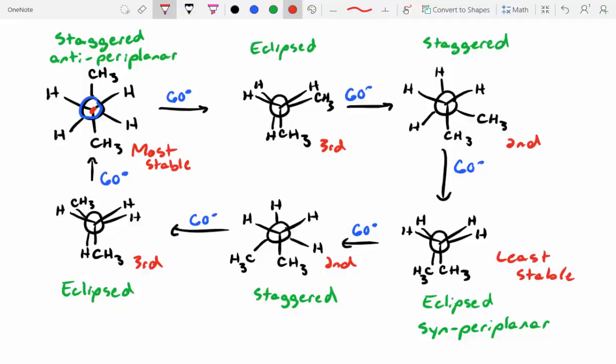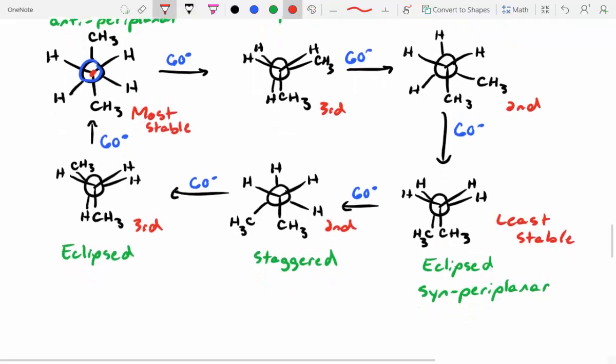Which makes sense because if we think about those methyl groups as being their own little helicopter blades, you don't want 2 helicopter blades getting close to one another. That's a lot of electronic repulsion. So again, what we do is we try to turn this into a reaction coordinate diagram or an energy diagram. And I'll show you guys how we're going to do this.